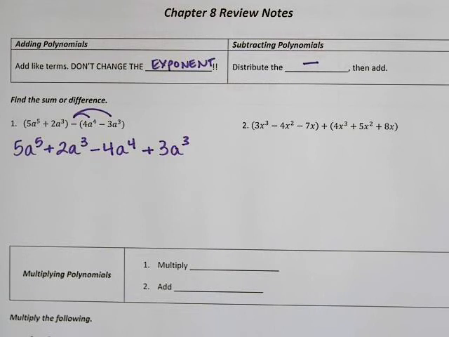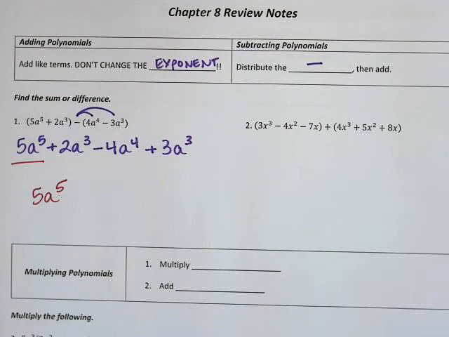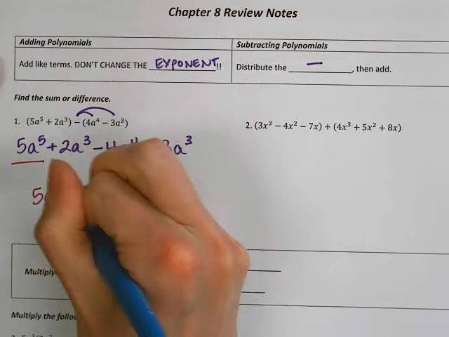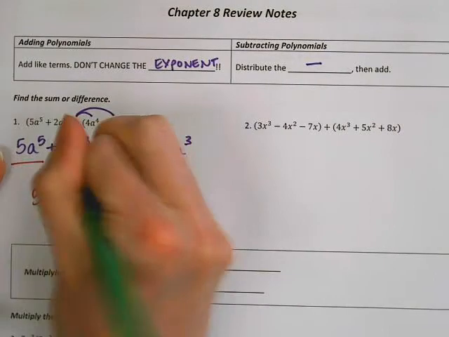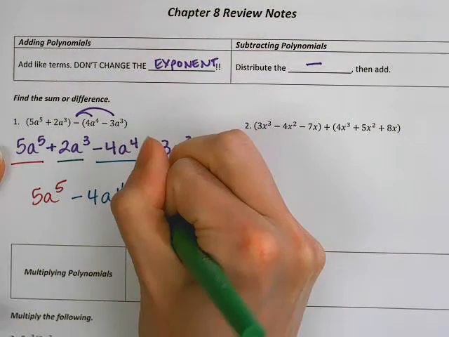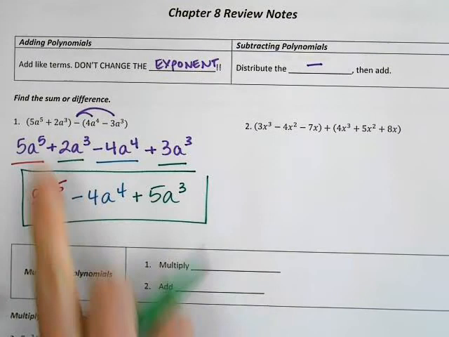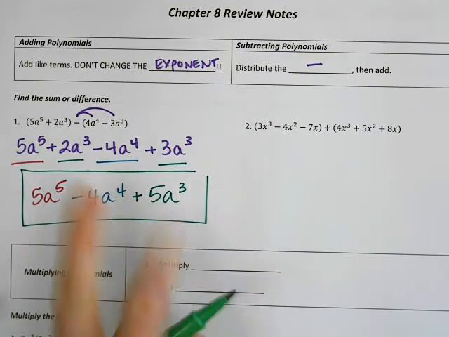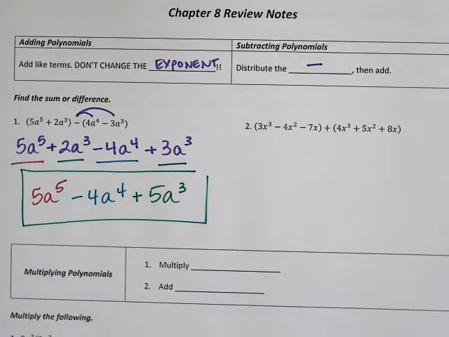And then this is the circles and squares, add like terms. There's only one of these. And there's one of these. And then there's two of these. So we're going to add those, and that's your final answer. So 5a to the fifth minus 4a to the fourth, and then 3 plus 2 is 5 of the a cubes.